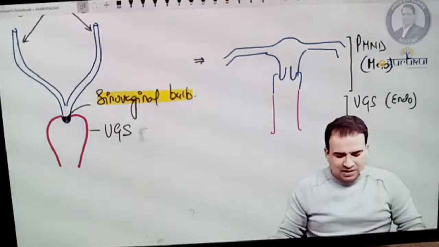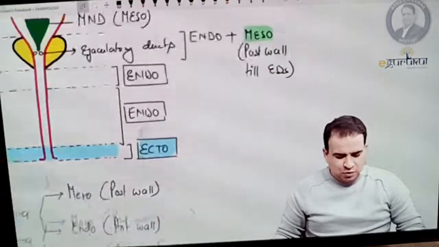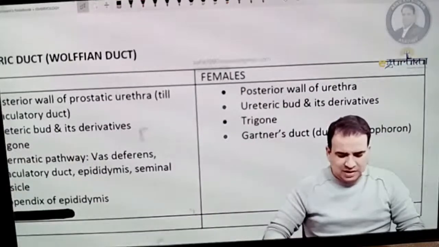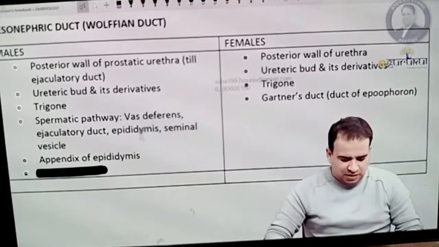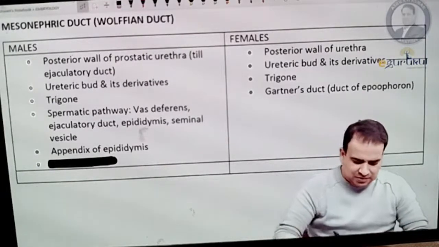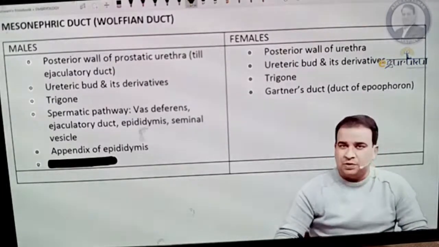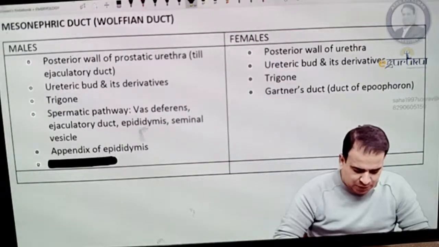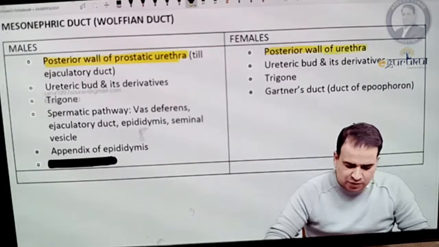So look at this list here, and I would like you guys to please take it down. I'll give you enough time to write it down as well. Look at these derivatives and the remnants of the mesonephric duct and the paramesonephric duct. Now, let me first try to justify these. Mesonephric duct, which is also called the Wolffian duct. So what are the derivatives we have, guys? Posterior wall of prostatic urethra in male, and similarly we have posterior wall of urethra in female also.